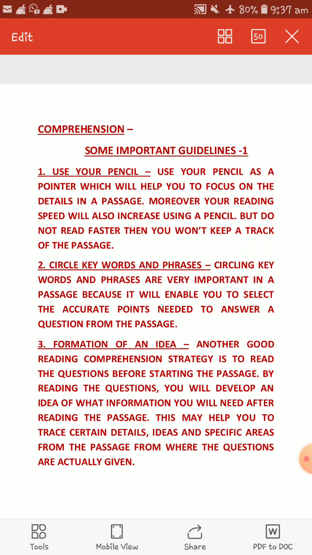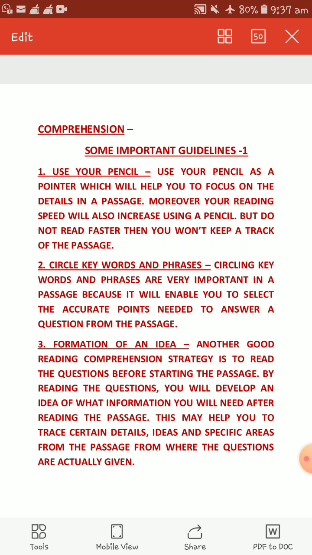So, dear students, as you can see, I have written comprehension. Then, in the next line, in the center, I have written some important guidelines. One I have already mentioned, this is the other one. Now, three very important points are there, and they are not one-liner points, but a bit lengthy.